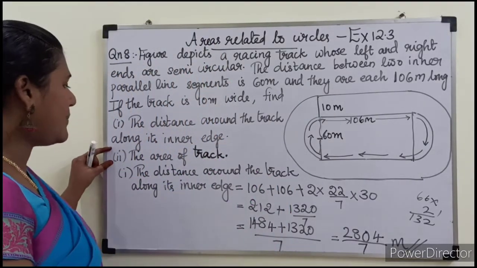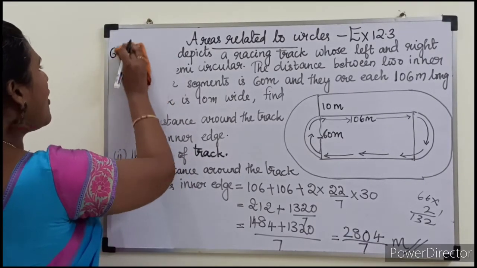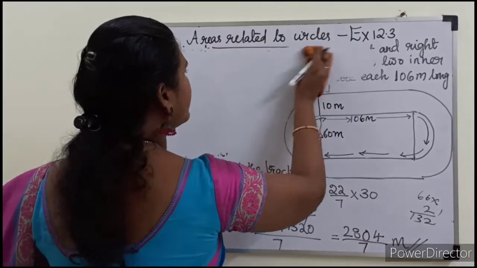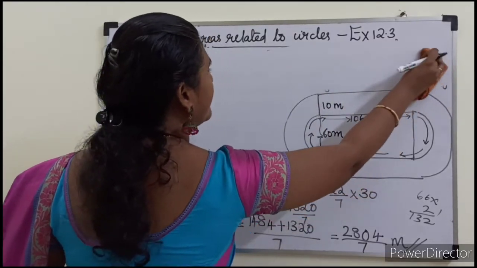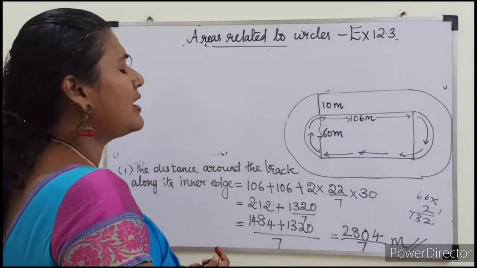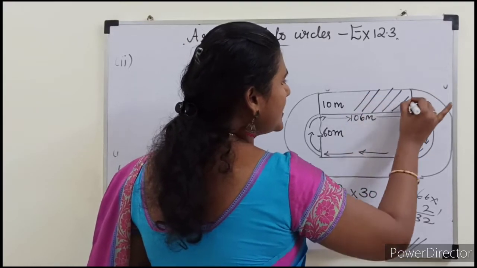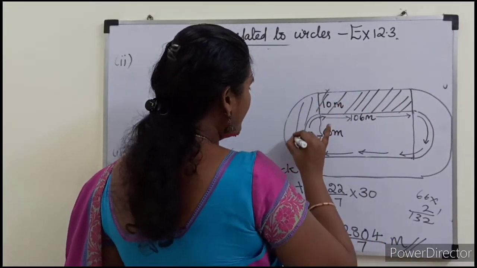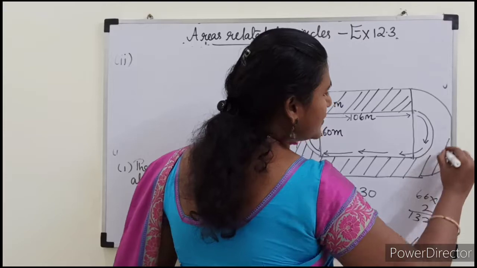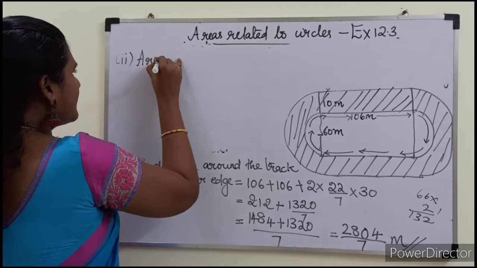Now we will go to the second part, that is the area of the track. So now we will see the second part, that is the area of the track we are going to find now. So second one, area of the track. So here if you find, this is actually the track. So this region is the track. So we are going to find this region area. This is our track, this shaded portion. Okay. So area of the track.